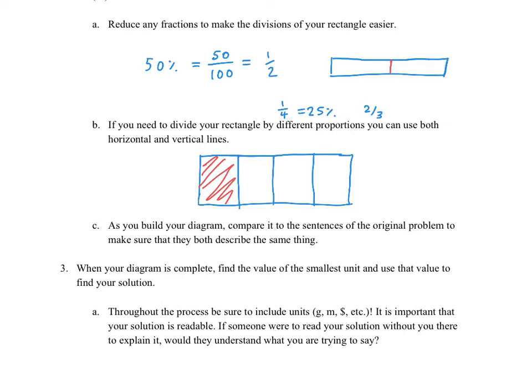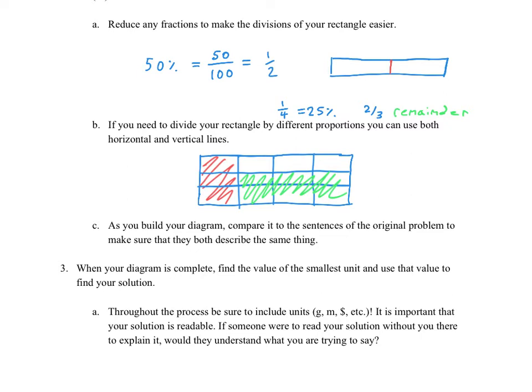And then maybe we have 2/3 of the remainder. If that's the remainder, then what I'm going to do with my next division is draw horizontal lines, and I'm going to chop it up into thirds. So if I have 2/3 of the remainder, it would be this amount. Building these diagrams is going to help us solve the original problem when we put it all together.